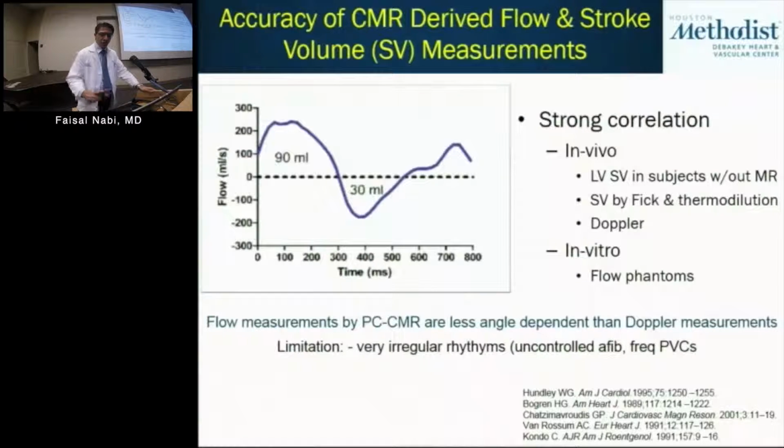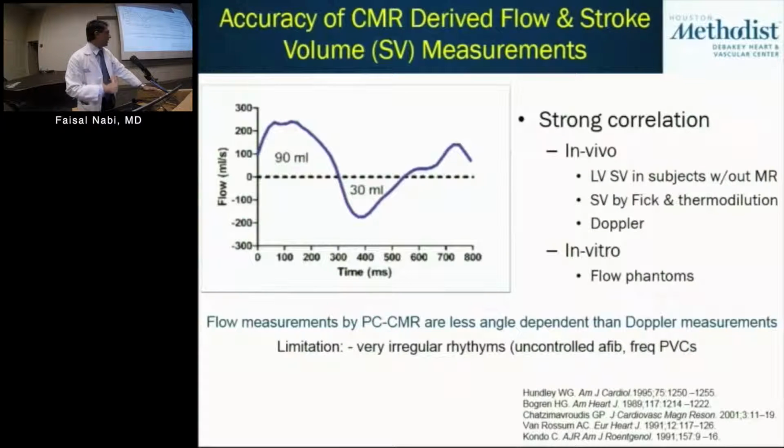You should know that these flow curves derived by CMR also have been shown to be accurate. They have been tested in vivo with LV stroke volumes in patients without mitral regurgitation. They've been compared to Fick and thermodilution and echo Doppler, and also in flow patterns. These flow measurements, because they're done in the through plane location, tend to be less angle dependent than echo Doppler measurements, and generally around 15 to 20 degrees is okay.